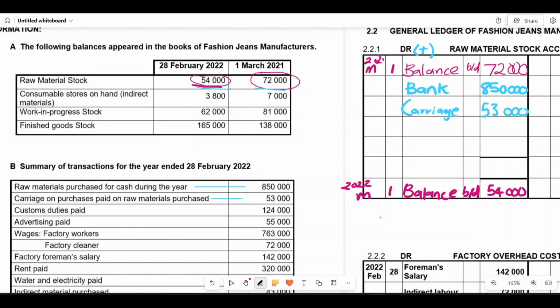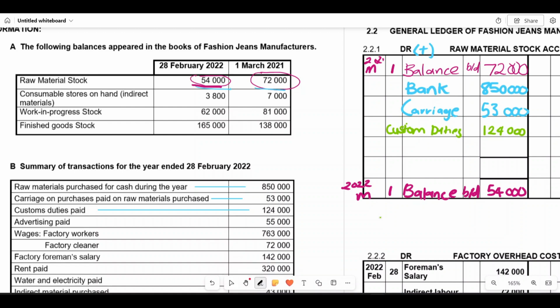Now, custom duties paid, right? So now we have custom duties which we paid, which amounts to 124,000, right? So let me just write that using a different marker. So I'm going to write it here, custom duties. And my custom duties in this instance, they amount to 124,000, right? So if I have any additional information with regards to these, I will just erase them and adjust these balances, right? So now custom duties.